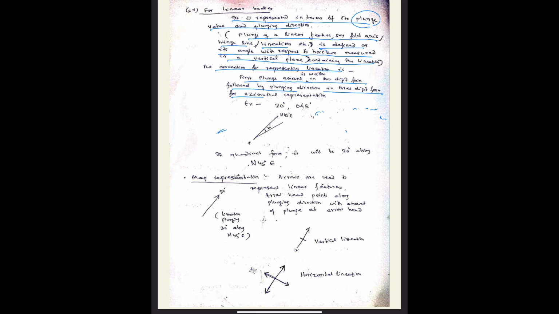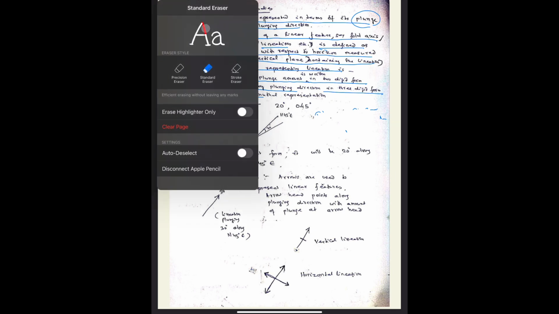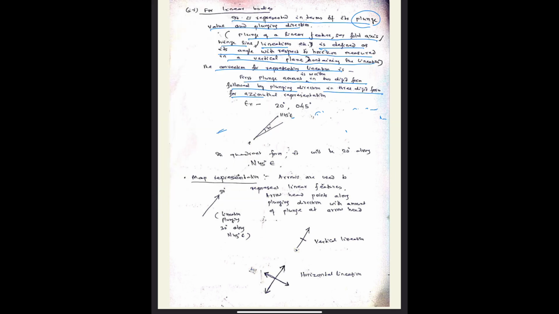But when we go for quadrant representation, we have to mention the dip direction here, and the dip amount, so direction, and this is the plunge amount. Dip of a plane, plunge of a line. So in the quadrant form, it will be 20 degrees along north 45 degrees east for this.